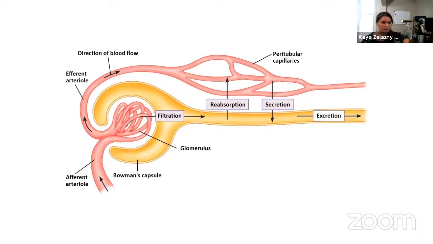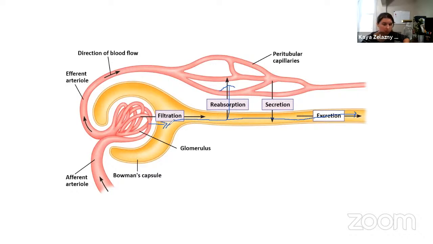we're going to see that we have almost all of our plasma, right? So almost everything, just not proteins, is going to make it into the nephron. So filtration is happening. Then that filtrate is going to flow through the nephron. We're going to have adjustments to its contents. So we're going to see reabsorption. Specifically, we want to reabsorb a lot of the water. In this filtrate, we're going to have tons of water.